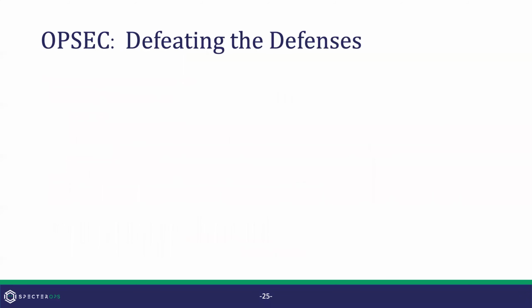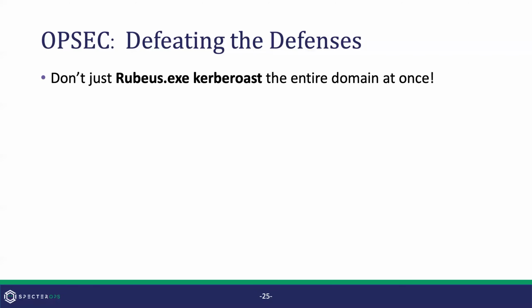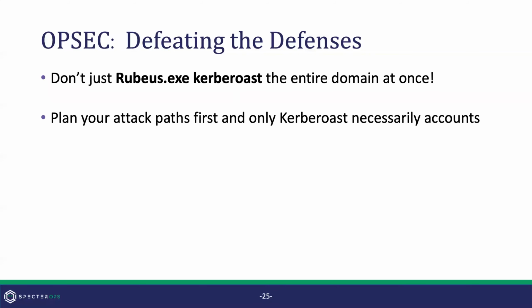So once you started thinking about this, I was like, okay, how do we actually operationally Kerberoast in the real world? We don't just Kerberoast the entire domain all at once, unless that's explicitly what the client wants us to do. What we'll do is plan our attack paths first, and we'll only Kerberoast accounts that are necessary to execute components of that attack path. Because we have seen these types of canaries or honeypots.